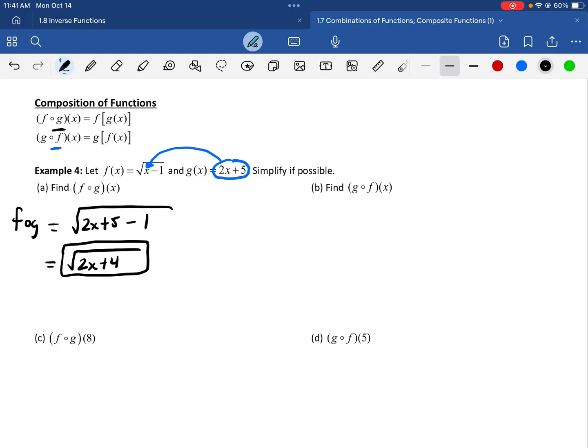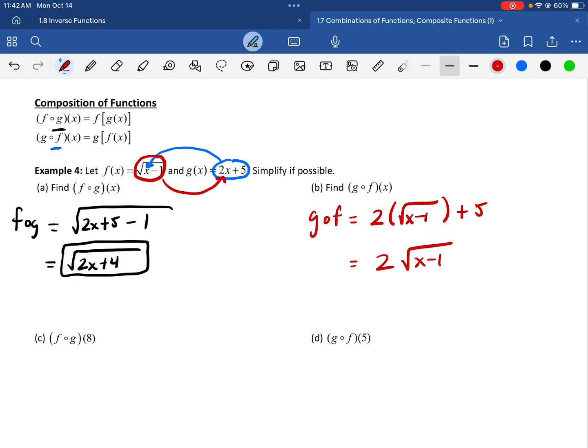Part B, g of f of x, so we're going in reverse this time. So this time, this entire function is going to go in place of the x there. So let's see, what's that going to give us? So we're going to have 2 square root of x minus 1 plus 5. Right, and we aren't going to be able to really do any simplifying here, all right, because there's nothing that can really go into any of that. So we're just going to have 2 square root of x minus 1 plus 5.